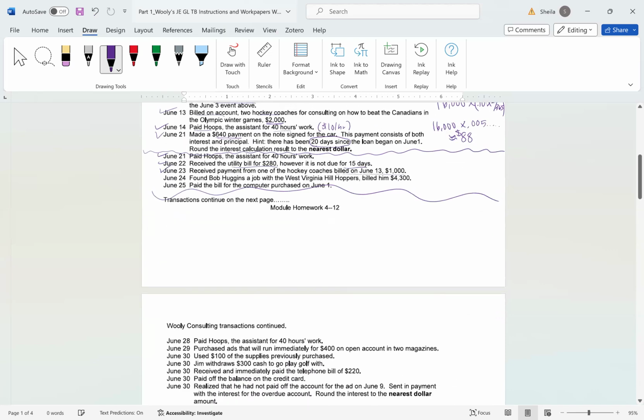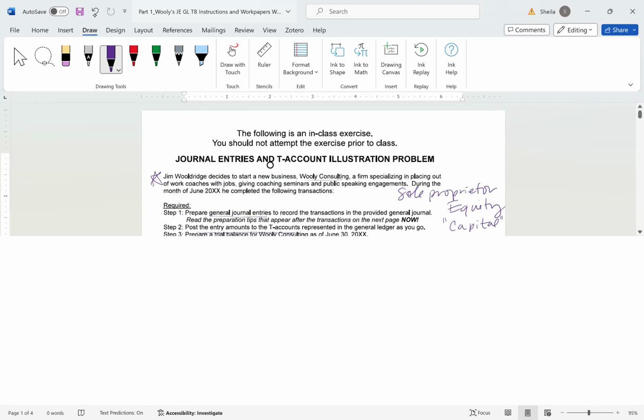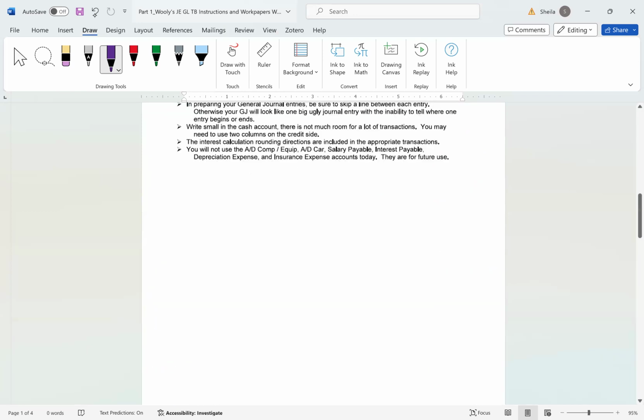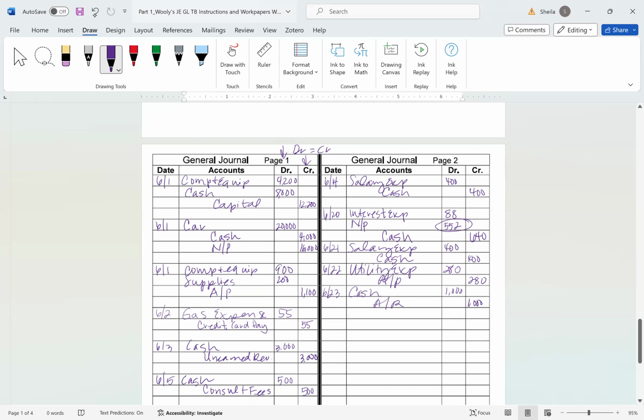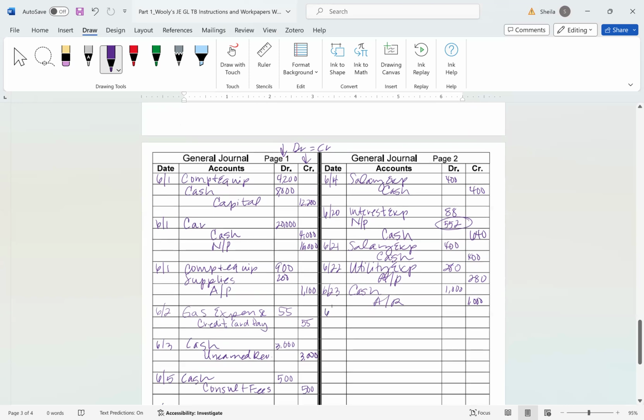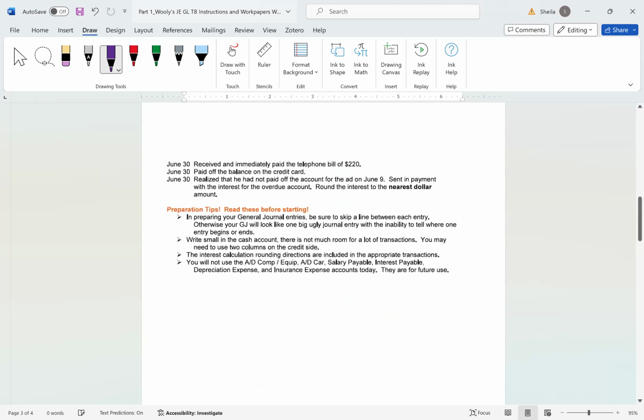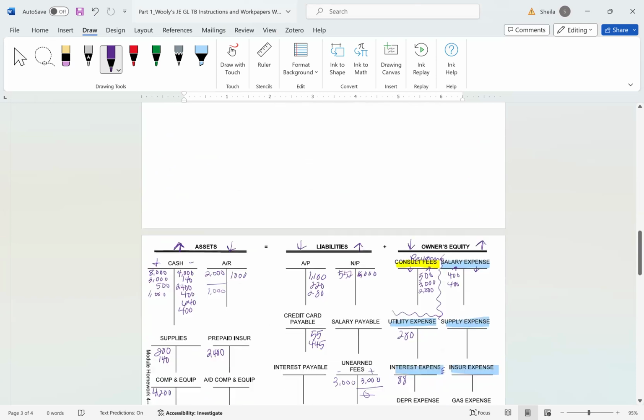Now on June 24th, what's happening? Found a customer job, bill them 4,300. Okay, so if we bill them, remember, we're going to use that accounts receivable. Don't use cash if we haven't collected cash. So on June 24th, debit AR for 4,300 and credit revenue, or in our case, consulting fees for 4,300. Again, we've earned revenue. Why? Because we performed the service.